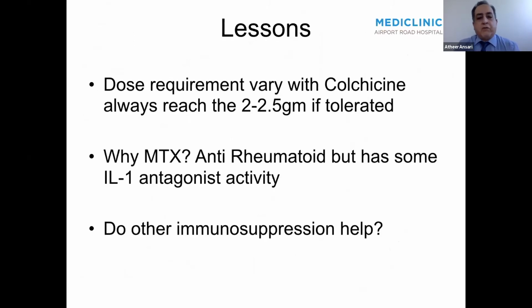So the lesson from this case is that we need to go to the highest dose of colchicine that is tolerated and effective. Most people don't like tablets. They drop the dose by themselves and then they get recurrent attacks. Methotrexate, as we said, has some IL-1 antagonist features, and other immunosuppressive therapies are tried in the literature, but not on a very clear pathophysiological basis.